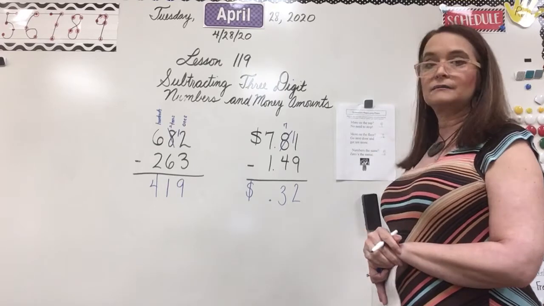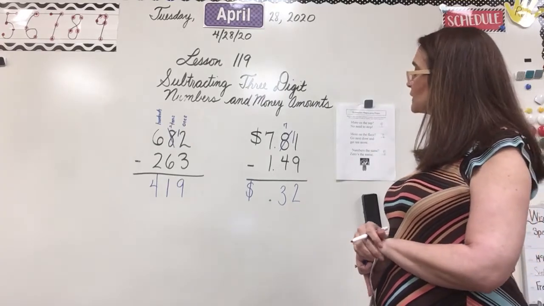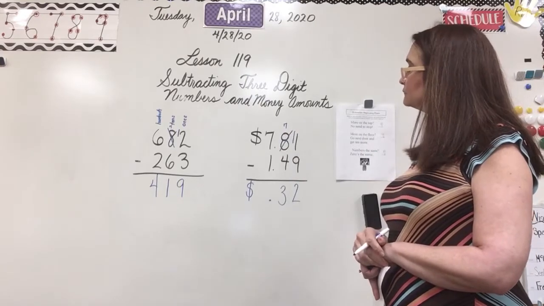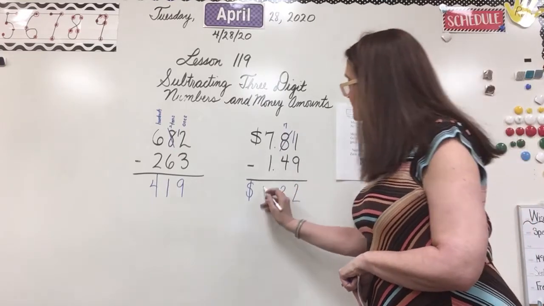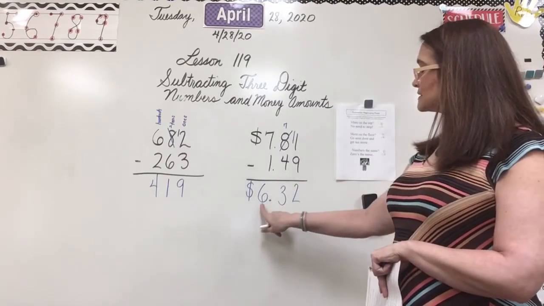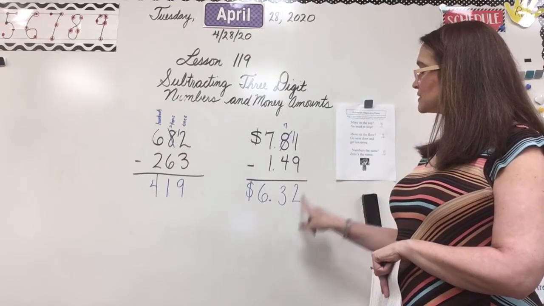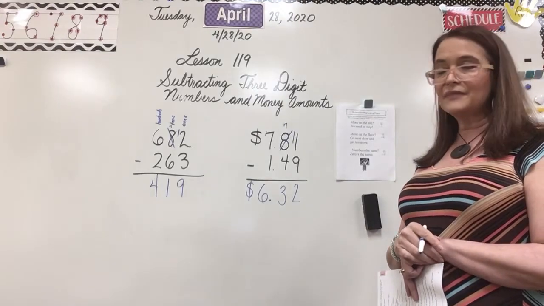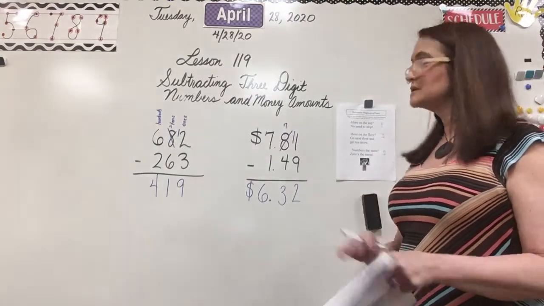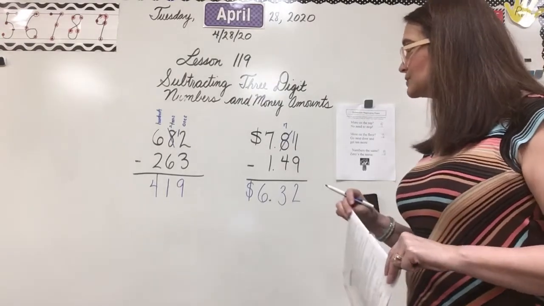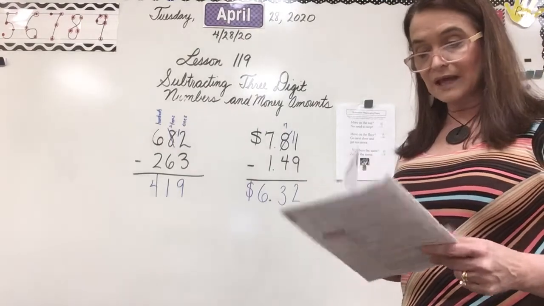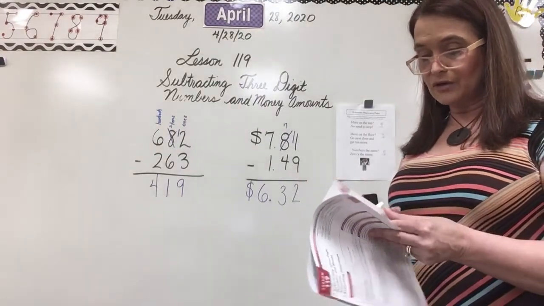That's the last column left. Blake, help me out with this one. Can I take 1 from 7? Yes, I can, and it would be 6. So my answer is $6.32. All right, I think you boys and girls will do well at this because you've done such a good job at subtracting two-digit numbers and money amounts. I don't think this is going to be a big stretch for you.